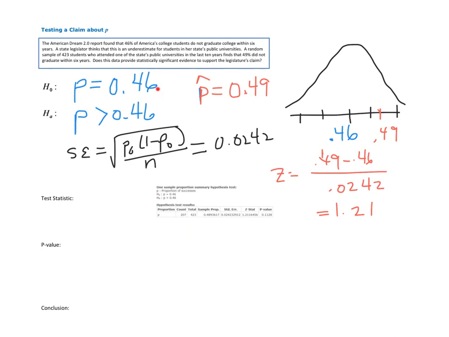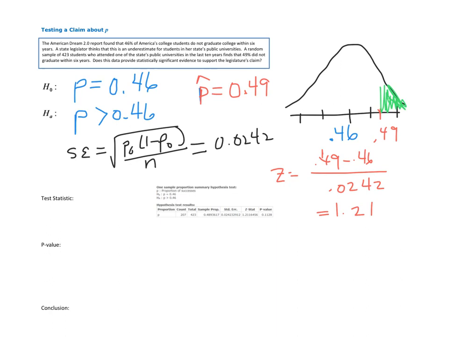Since the legislator wants to prove that the claim was an underestimate, we want to prove a greater than statement. So since we're doing a greater than statement, you want to shade the area to the right of 0.49. Now this problem just amounts to finding the area under the normal curve, using Table A or using calculators in StatCrunch to help you find that green shaded area.